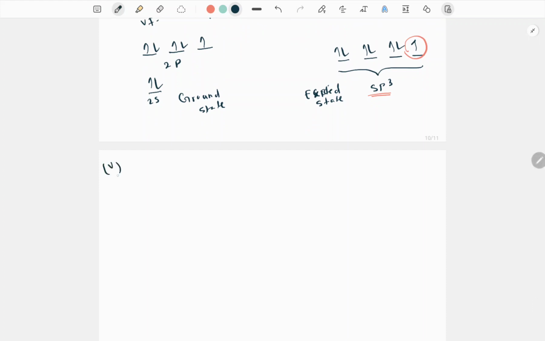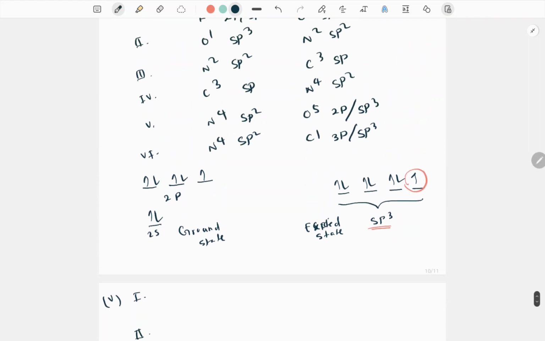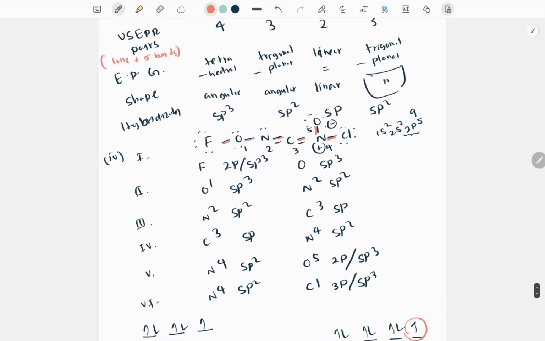Roman number 5. Identify the atomic orbitals involved in the formation of the following pi bonds in the Lewis dot structure given in part 3. Tell me what are the pi bonds first. These are the pi bonds. This is in blue color. You have one pi bond here, another pi bond here. These are the only pi bonds present. And what the question asks is, what are the atomic orbitals involved in them?